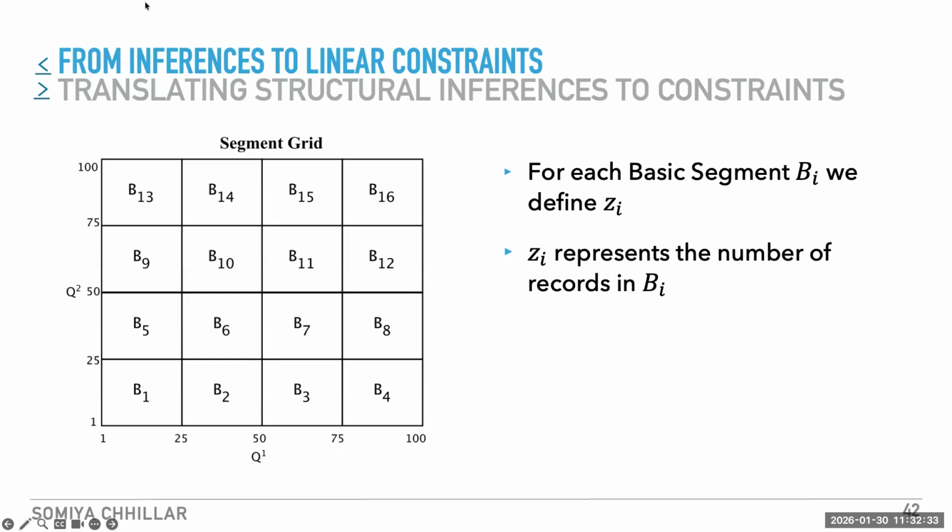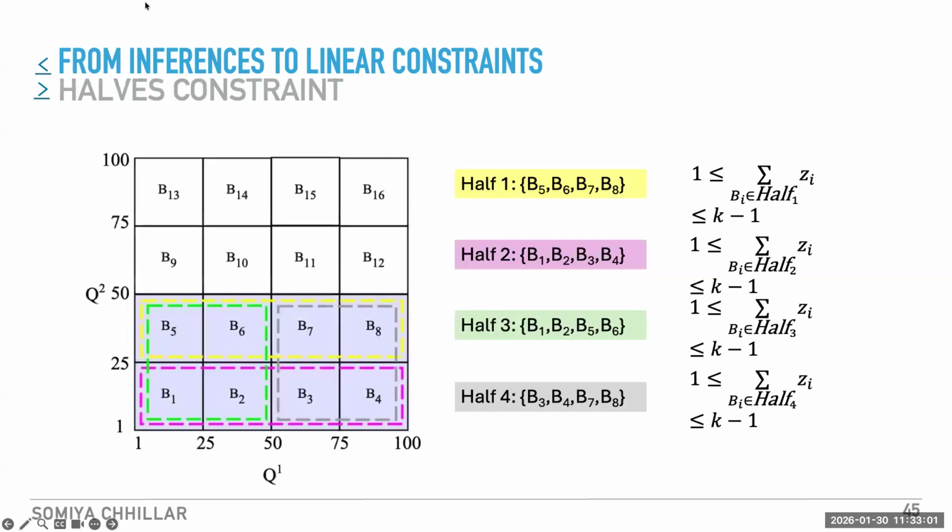Okay, so more specifically, we introduced a new variable called Z. And for each basic segment B, we have a value Z, which represents the number of records in the basic segment B. So for example, B1 corresponds to Z1 and B16 corresponds to Z16. We can now start seeing how these inferences translate into constraints.